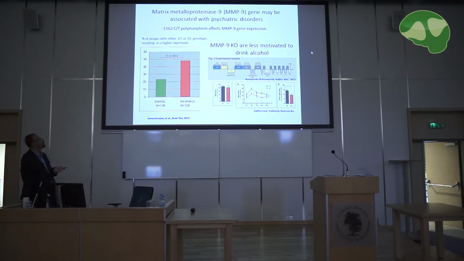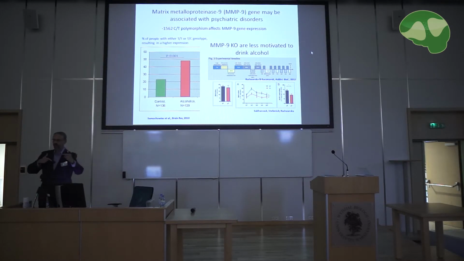Together with Kasia Radwańska, who mostly developed a special system to study alcoholism in mice in these intelligent cages, one of the things we can measure is motivation, which can be measured by how many nose pokes you have to do in order to get to the liquid, like the alcohol liquid there. If you need more repeated nose pokes to get alcohol, you are more motivated to get it. And MMP9 knockouts seem to be deficient in this motivation phase.